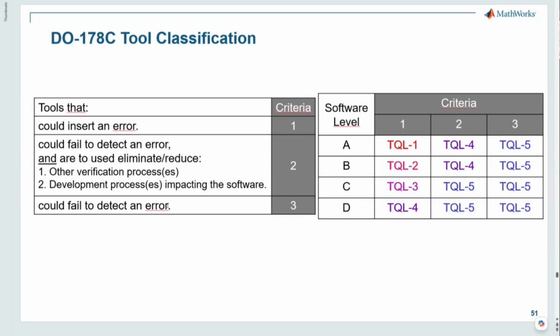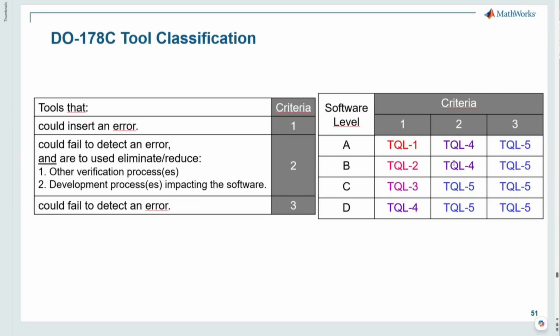And depending on these criteria, you will need to qualify the tools at different levels, with level 1 having the most activities, and level 5 the fewest. And you see that for criteria 3, whatever the DAL, tools must be qualified at level 5. And here for criteria 2, tools must be qualified at level 4 for DAL A and B. And again, only Code Prover falls into this category of criteria 2.